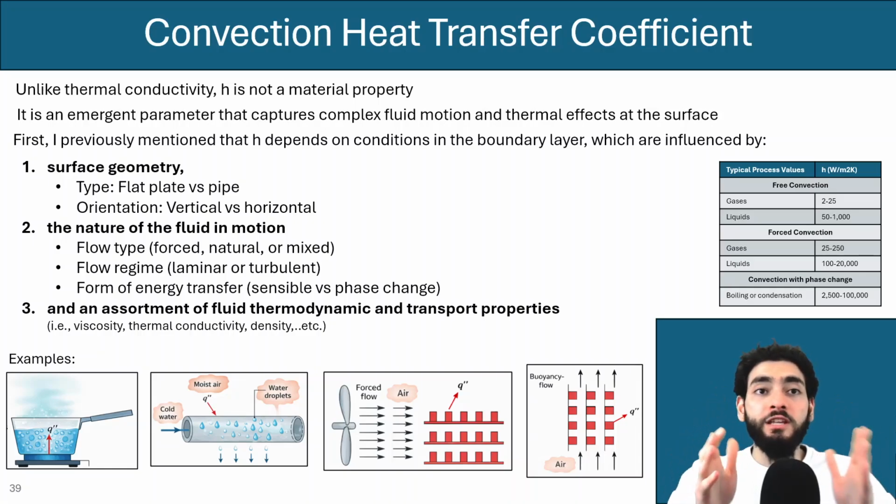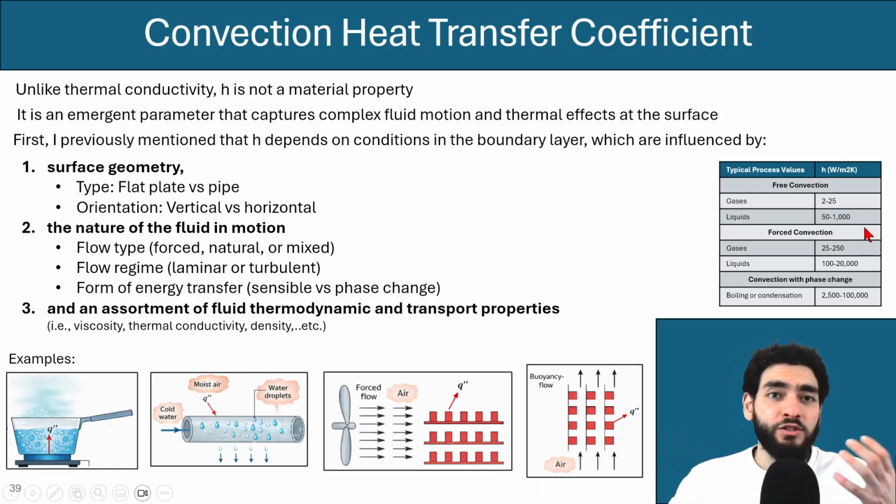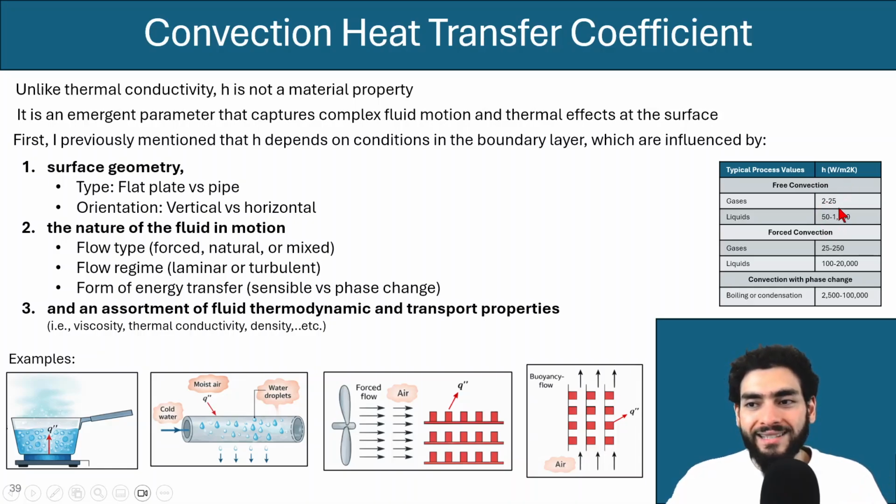Now, this is a table that has the typical process values so that you can have an understanding of what ranges to expect. When you have free convection, and free convection means when you just have natural airflow, gas flow, or liquid flow due to buoyancy, and you don't have any forced flow, then the convection coefficient you could see is low. For gases, it's between 2 to 25 watts per meter squared per Kelvin. And this is just heuristics. And for liquids, you can have 50 to 1000 watts per meter squared per Kelvin.